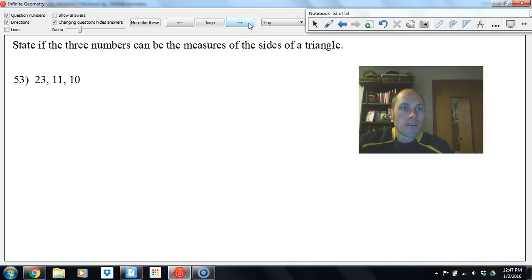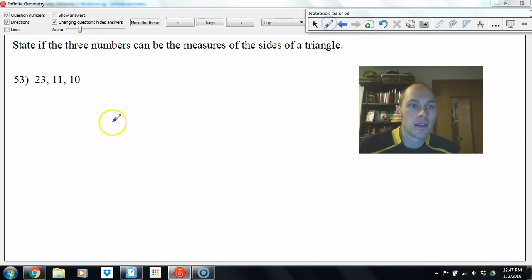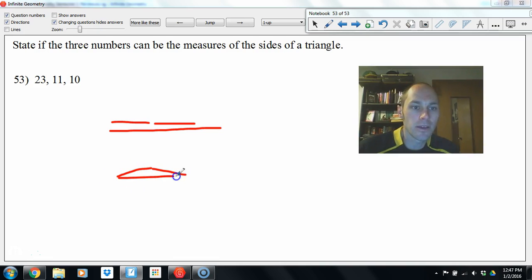Now we want to determine if these 3 sides can form a triangle. Remember, when we're forming a triangle, we need the 2 smaller sides to be longer than the 3rd side. Otherwise, it won't form a triangle. If these 2 sides aren't longer than the 3rd side, there's no way we can form a triangle. So they need to be just slightly longer so that we can form that triangle.